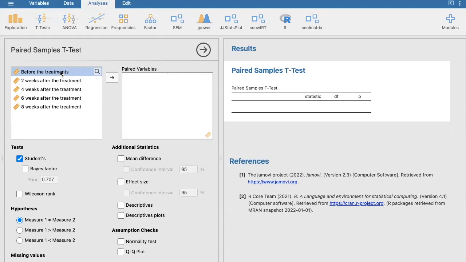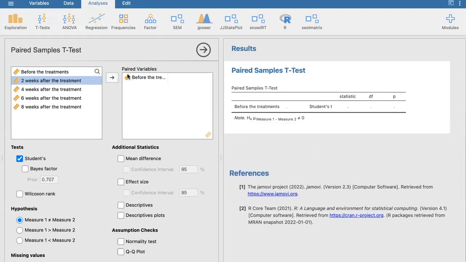So before the treatment, please click on this and click on this button. I'm going to move it to this side. Now see, before the treatment is already here. Now I need to fill up the blank cell. I'm going to select 8 weeks after the treatment. I'm going to move it to the other side.